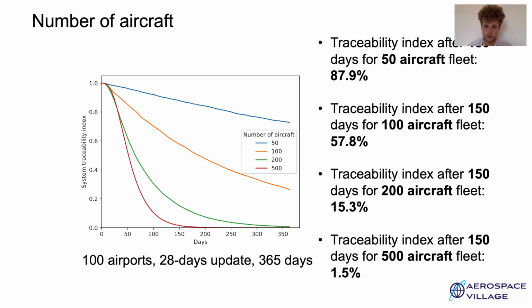So these curves really show that maximizing the number of aircraft for a fixed set of airports minimizes the traceability index of the system, which is what we want.